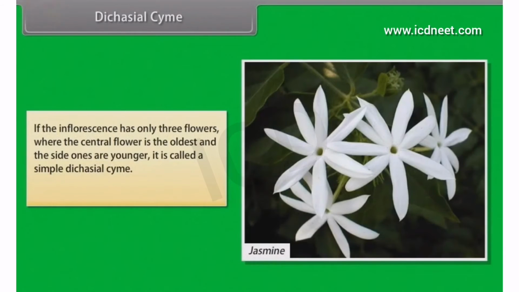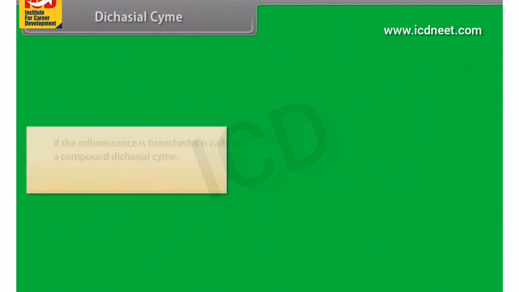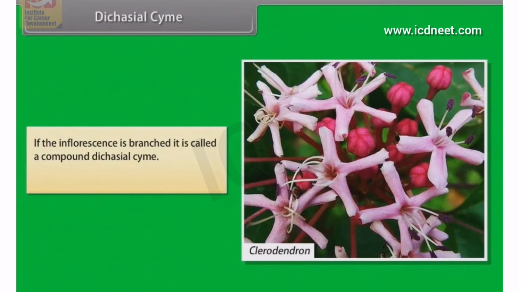This type of branching is repeated. If the inflorescence has only 3 flowers, where the central flower is the oldest and the side ones are younger, it is called a simple dichasial cyme. Example, jasmine. If the inflorescence is branched, it is called a compound dichasial cyme. Example, clerodendron, rachis.